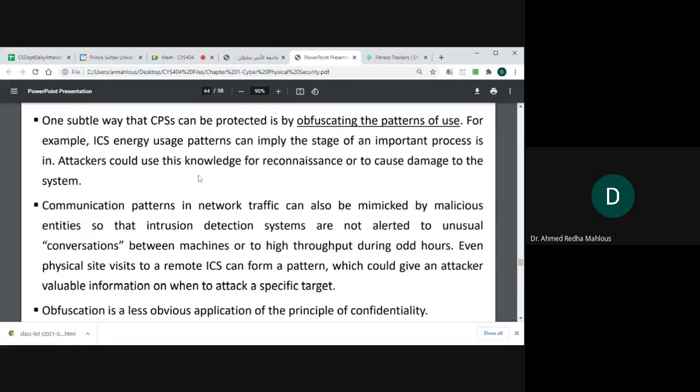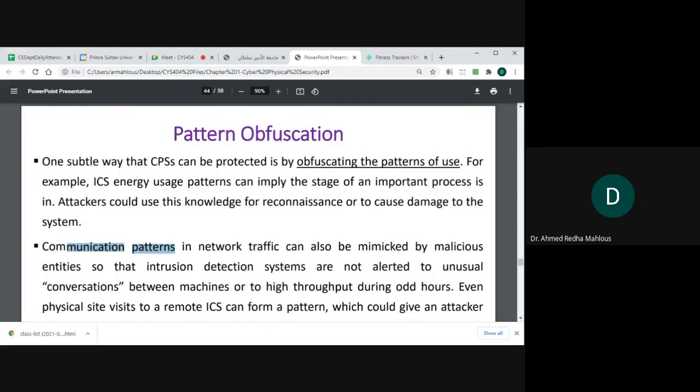Another attack that might happen is with regard to the communication pattern. When I talk about communication pattern, that means sometimes the attacker will monitor and eavesdrop on the communication between the different CPS, and he will discover that there is some specific structure of the packet that is sent from CPS1 to CPS2, which is always the same pattern. Here we talk about the structure.